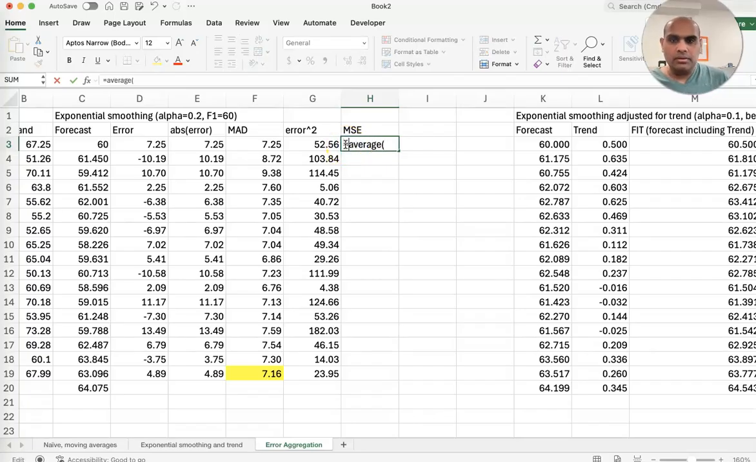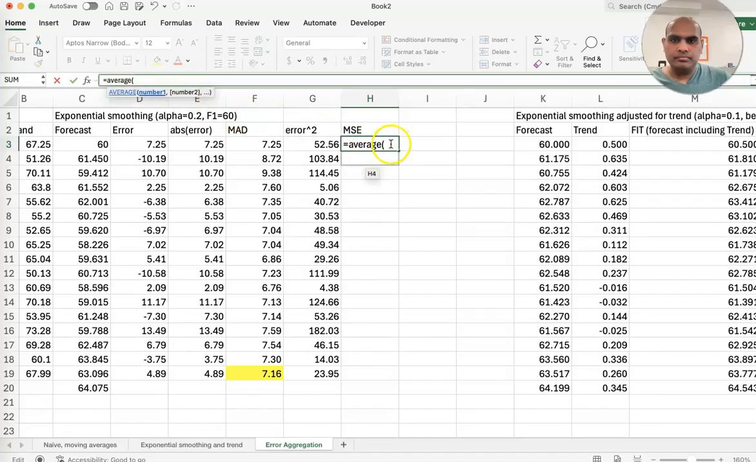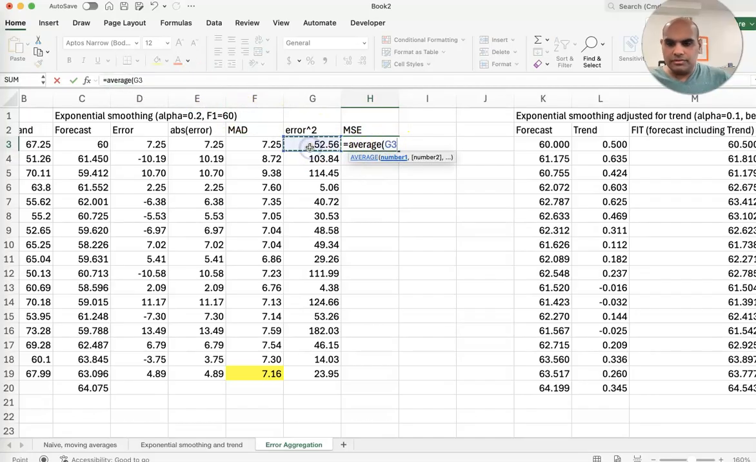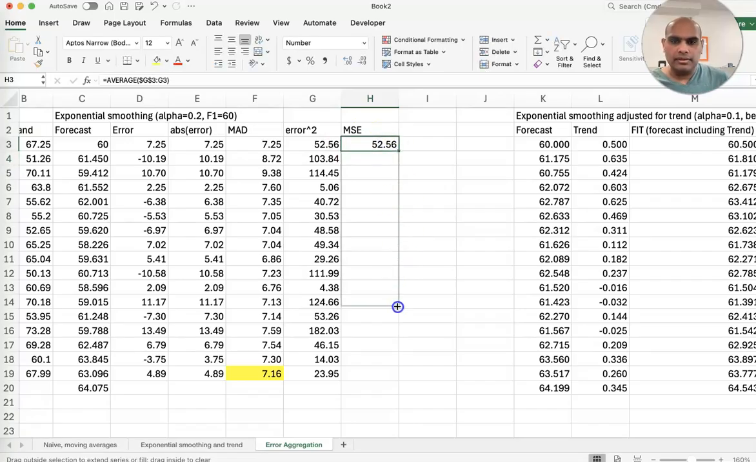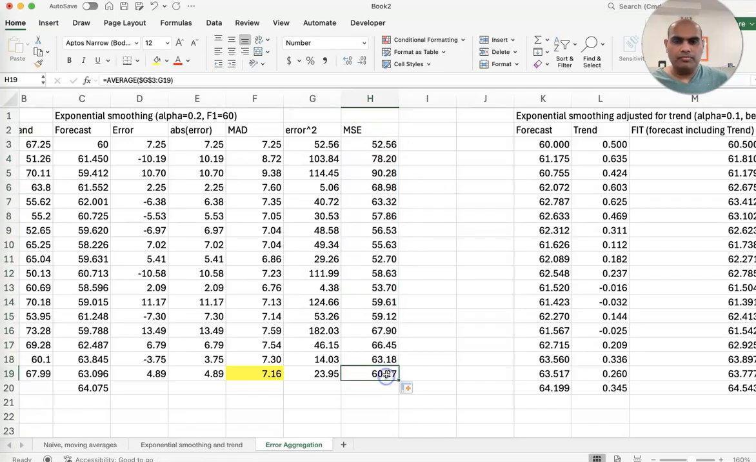It's a formula, average of this number here, starting at this point and ending at the same point, but the starting number has a $ sign. So you're making sure that it's always starting here. And there you go. So that's my mean squared error. So my mean squared error right there, 60.87.